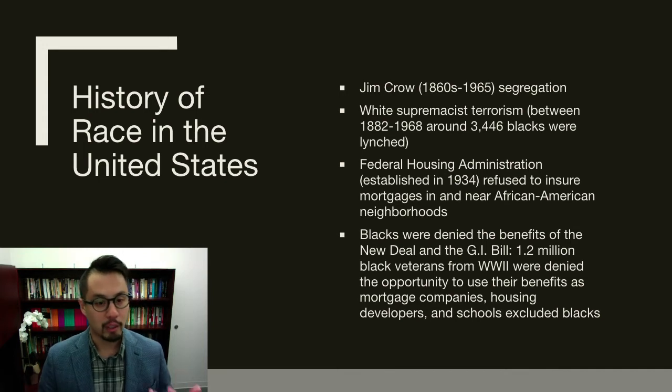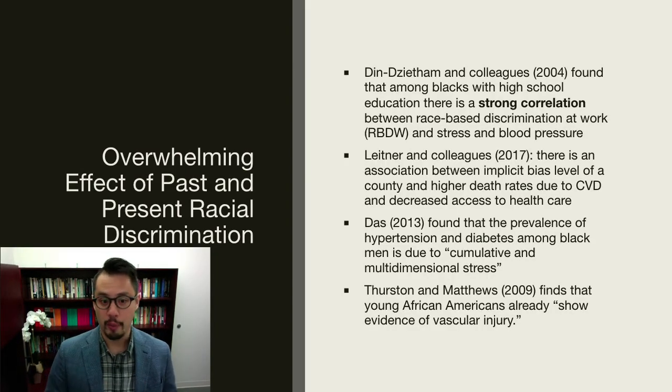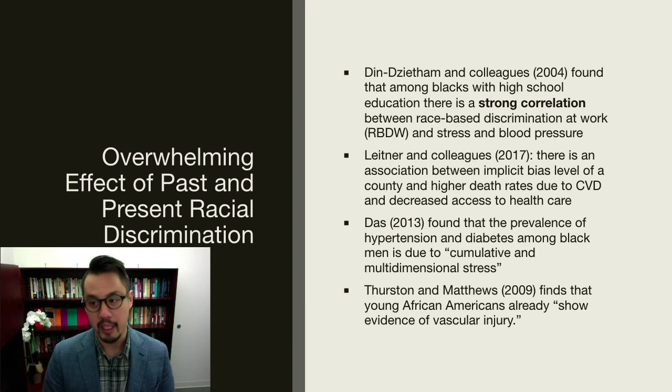Now, blacks were also denied many of the benefits of the New Deal, as well as the GI Bill, because of systemic racism. So 1.2 million black veterans from World War II were denied the opportunity to use their benefits, as many mortgage companies, housing developers, and schools explicitly just excluded black people. So the history of racial discrimination really has an overwhelming effect on the present, even if discrimination were to be completely eliminated now. But it's not.